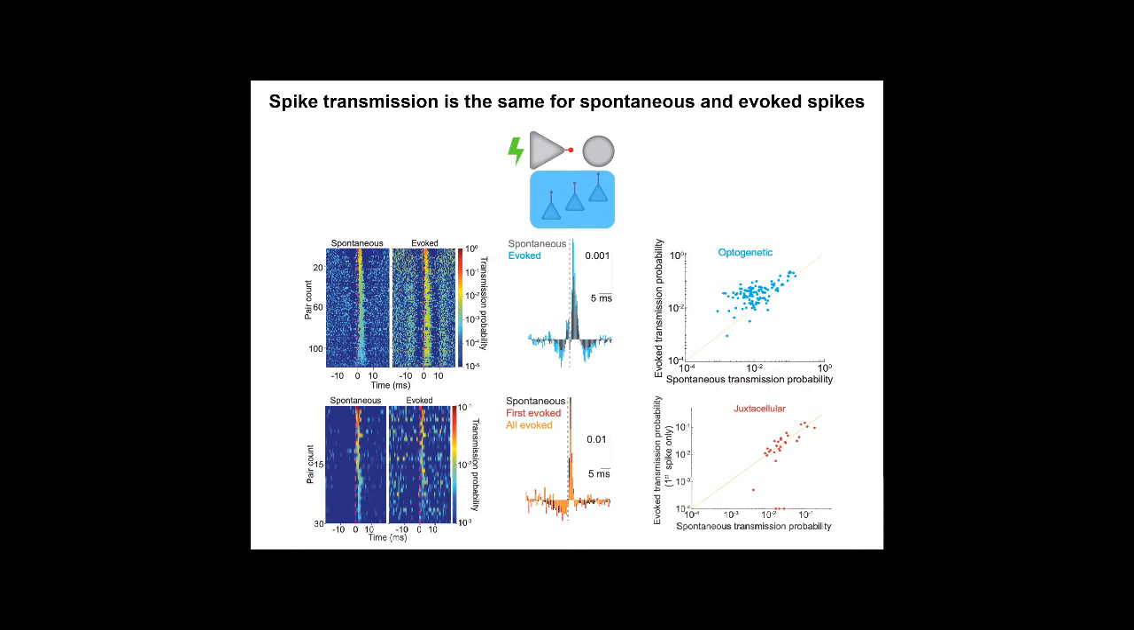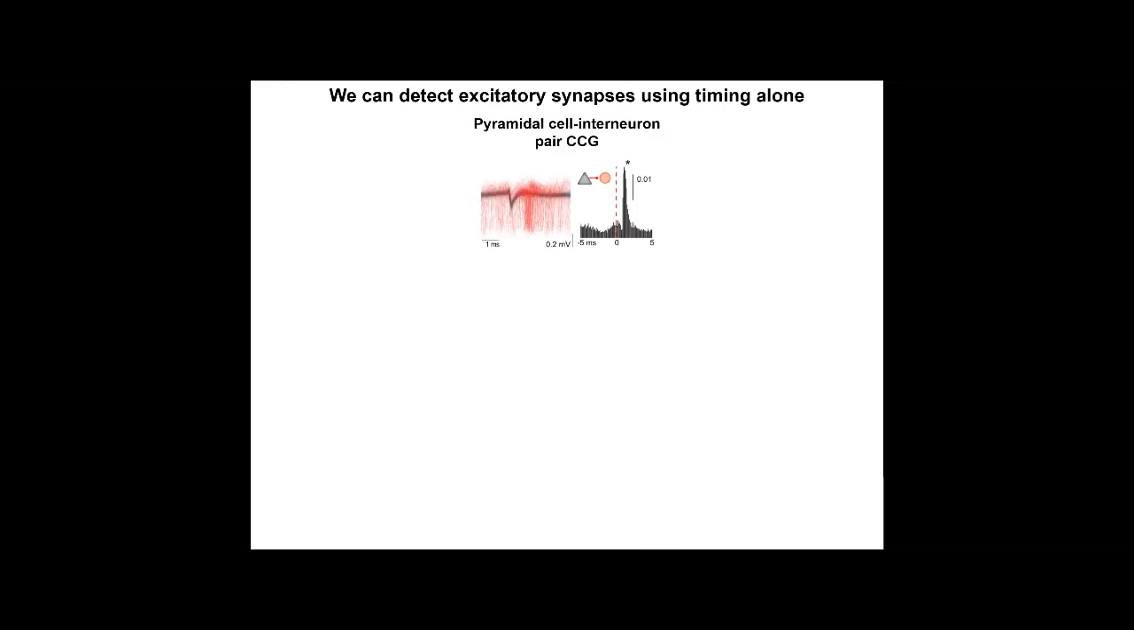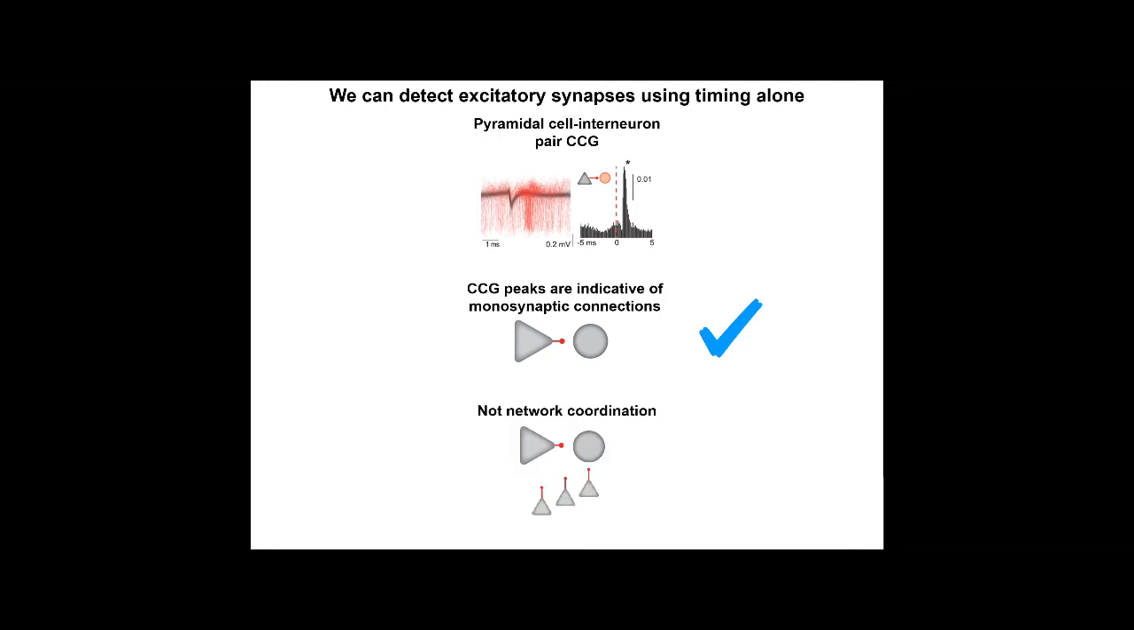I should say that another question people might have is how do we know from these extracellular recordings which cells are interneurons and which are pyramidal cells? That's another thing I can address later on. But essentially, we were very happy that these micro-LED probes allowed us to say that when we see this kind of temporal relationship, it is indicative of a monosynaptic connection and not network coordination or anything else you might imagine.